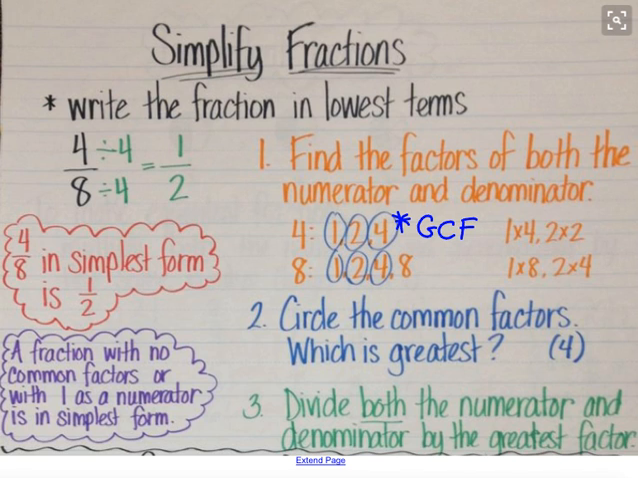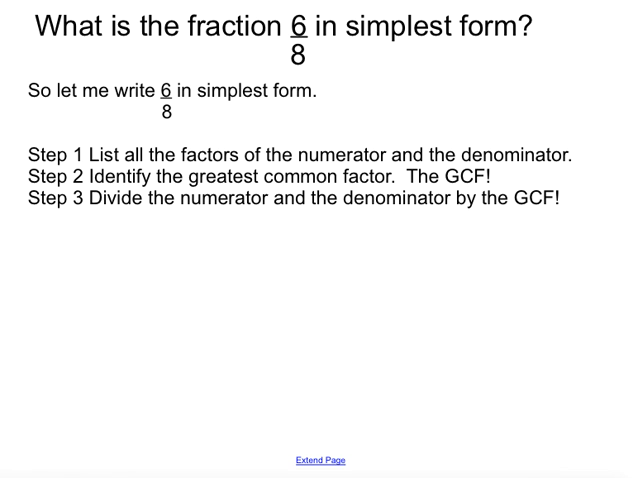A fraction with no common factors, or where the common factor is only 1, or with 1 as a numerator, is already in simplest form. And we're going to take a look at that. Okay, so we're just going to follow these steps on one example together. You do not have to copy this. You can just go along with me in following the steps. So what is the fraction 6/8 in simplest form?